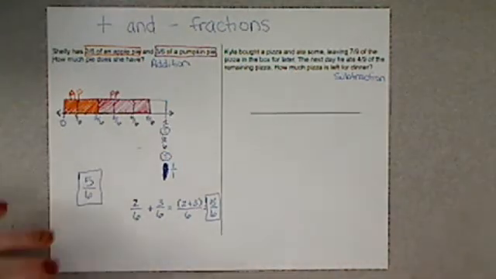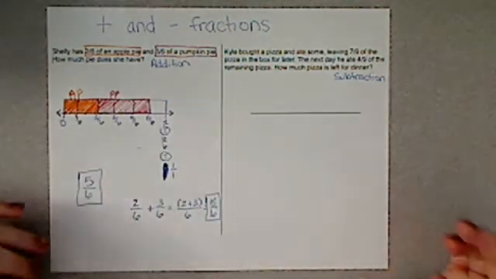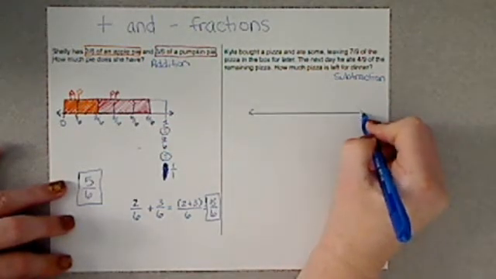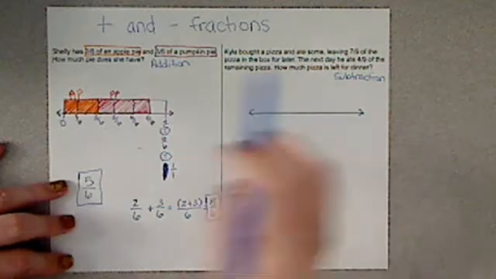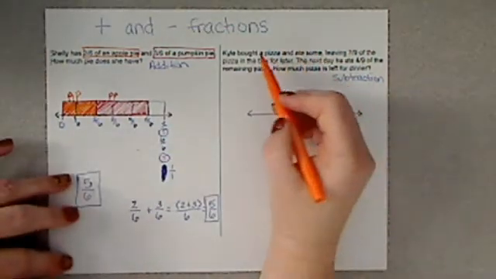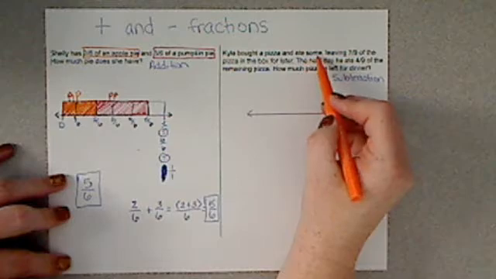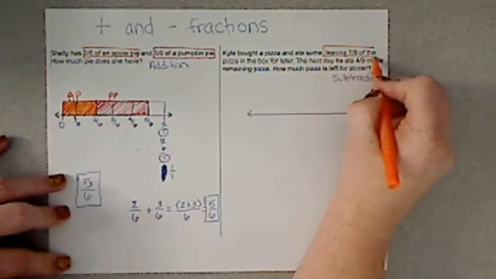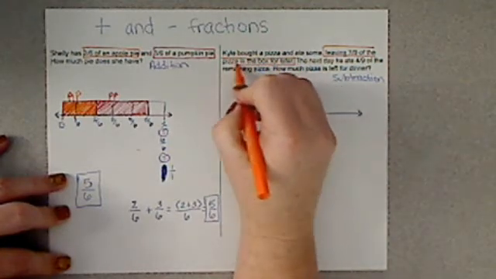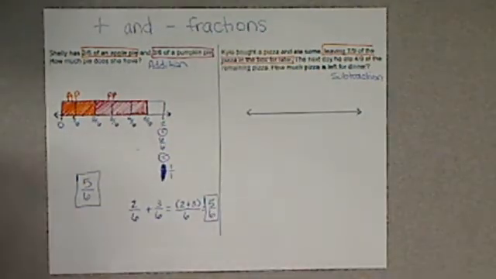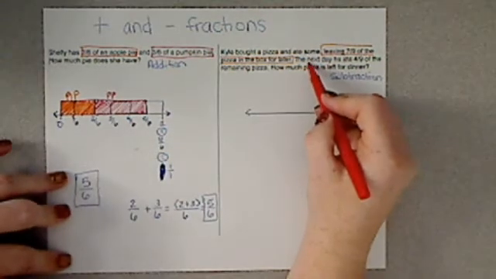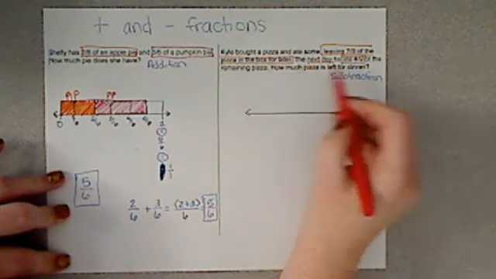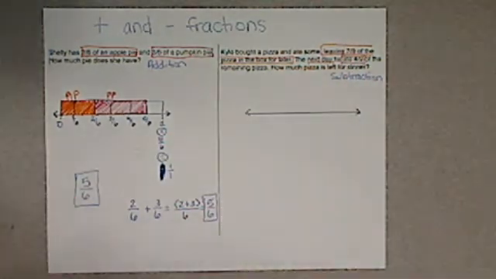Either way, our process is still going to look very, very similar. I'm going to start by creating my number line. And I'm going to specifically focus on, so it says he bought a pizza and ate some, leaving 7/9 of the pizza in the box for later. Okay. And then the next day, he ate 4/9 of the pizza that was remaining. So how much pizza is left over for dinner?